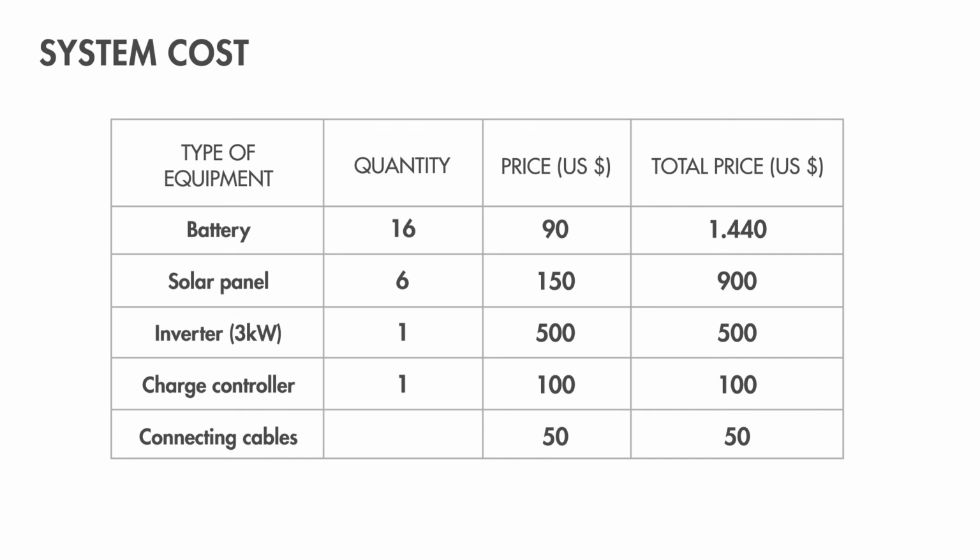Regarding the cost of the system, we can calculate how much each item costs and add them together to have the total cost of the system, which in our case is around $3,000 US.